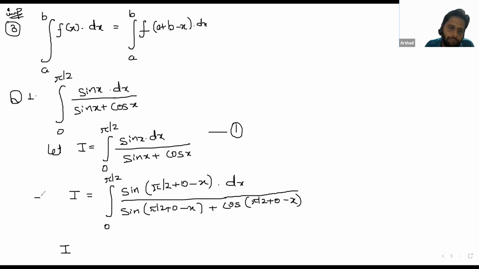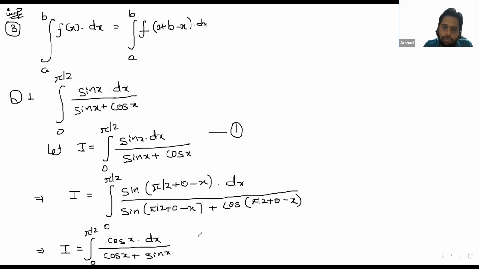I is equal to, this is 0 to pi by 2. So here in the numerator, we will get a cos x, and in the denominator, we have a cos x plus sine x. Okay. Now let this be 2. Add 1 and 2.